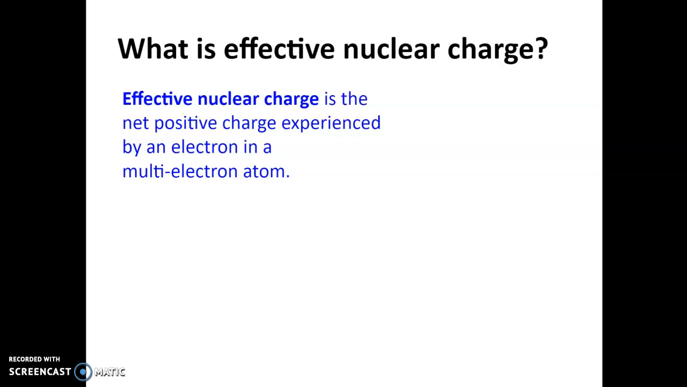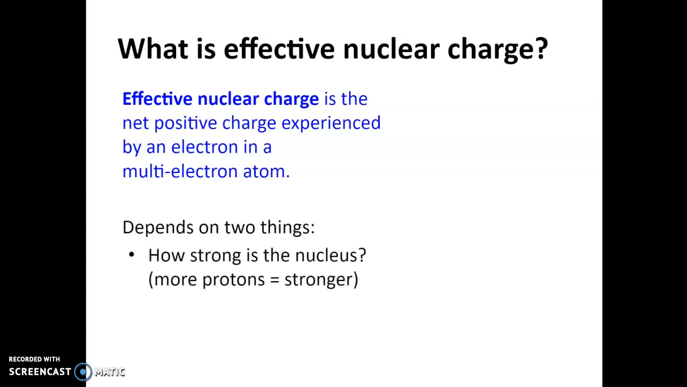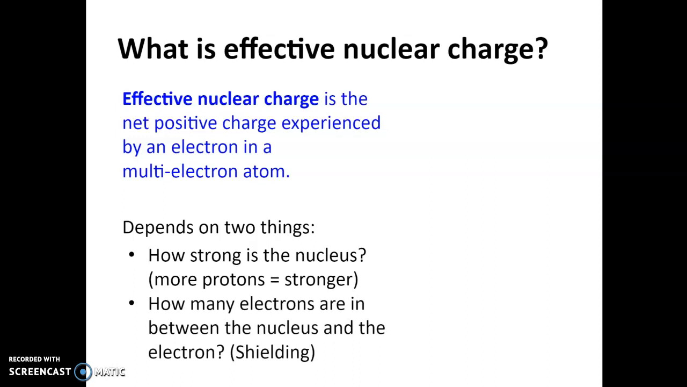And we can actually conceptualize this nicely using numbers. If you're a numbers person, this is for you. You're welcome. So effective nuclear charge is the net positive charge experienced by an electron in a multi-electron atom. And you're kind of like, what does that mean? So let's talk about what that means. It depends on two things. Of course, how strong is the nucleus, right? If you have more protons in your nucleus, you're stronger. Easy peasy. More magnets equals stronger.